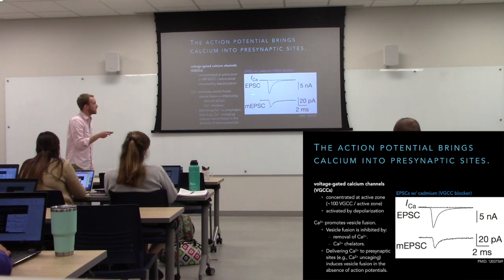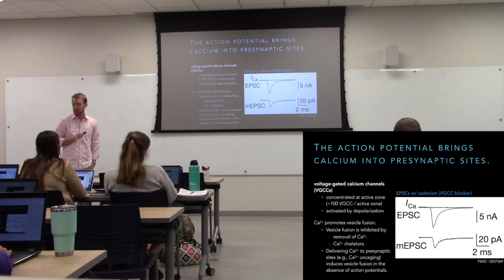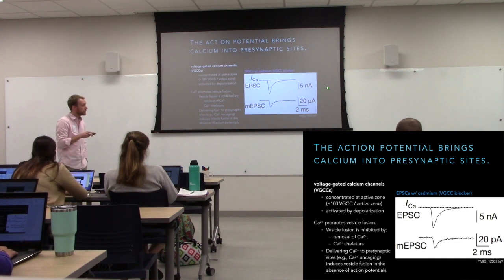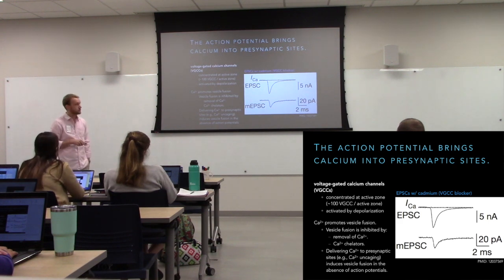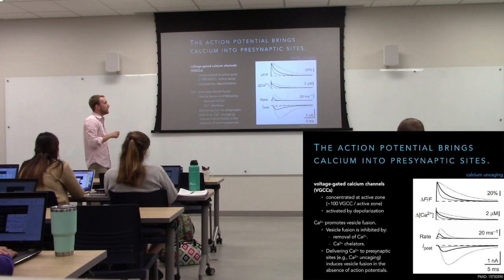We still have these little things called minis. Don't worry about this. This is just spontaneous release. It's just chitter chatter that neurons always have going on. But if you compare the scale, you'll notice that our evoked currents are much larger. We're talking about 5,000 picoamps compared to 20. That's our scale bars there.